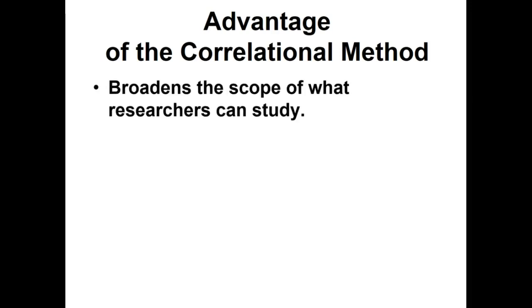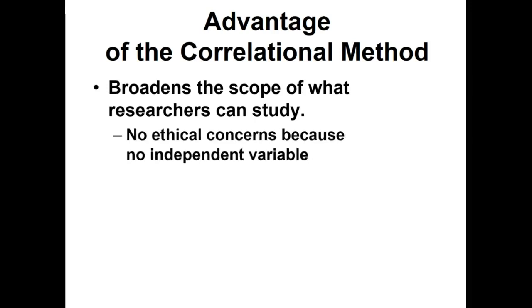We need to be sure not to criticize the correlational method so much that we forget about its major advantages. This method clearly broadens the scope of what researchers can study. This means that as long as the variables can be measured, they can be studied. Researchers do not need to be worried about the ethics of manipulating an independent variable because there isn't one. They are simply examining the data that can be captured in some way.